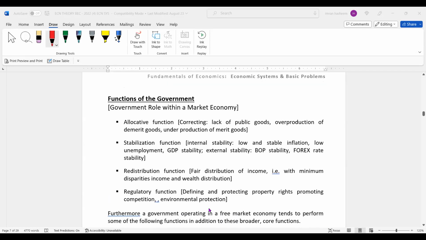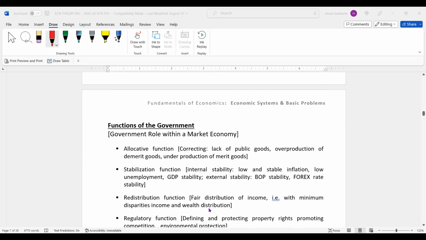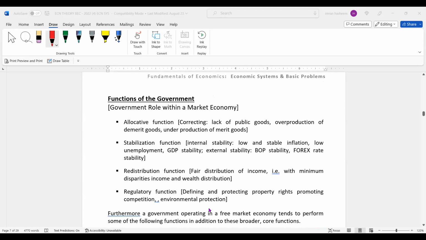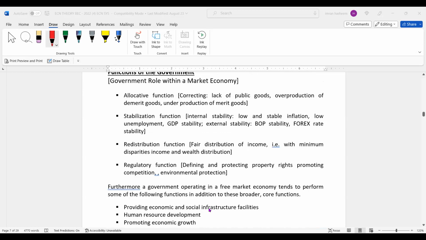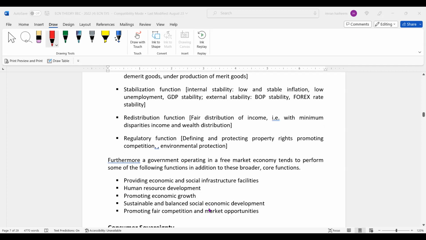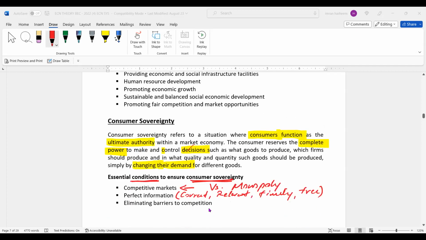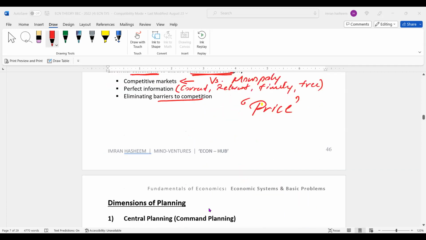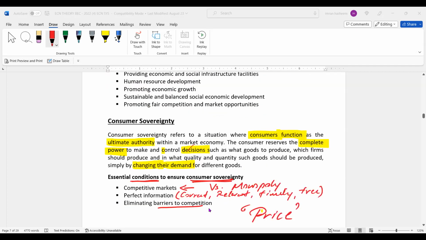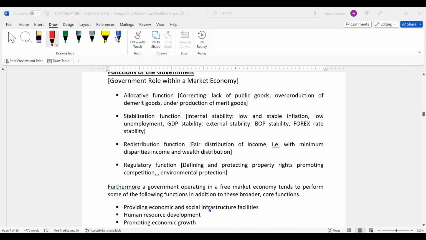Okay, next, what we need to discuss is what is the role of the government in a market economic system. The fundamental role of the government in a market economic system, we have already discussed, that is basically to protect private property rights. In addition to that, there are a few things we expect the government to do. So let's talk about them.